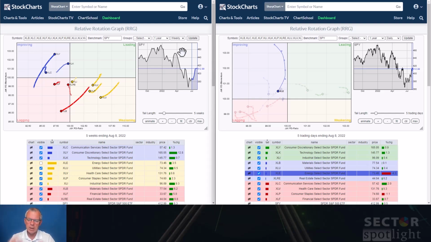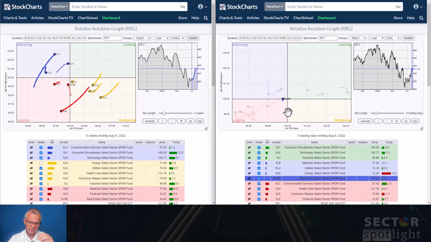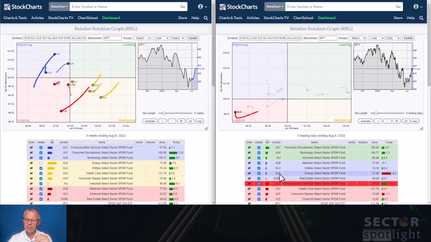And starting to head lower again, while if you remember that long tail of energy on the weekly RRG is still inside weakening and moving lower. So it looks as if we're going to see a little bit more relative weakness for the energy sector in coming weeks. Real estate here is very close to the benchmark. There is not much to gain, not much to lose, and it matches the tail of energy, real estate on this weekly RRG. And then we have communication services.